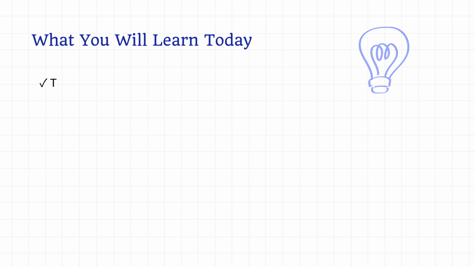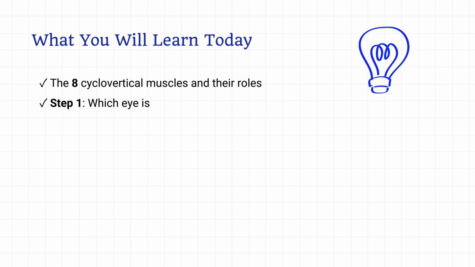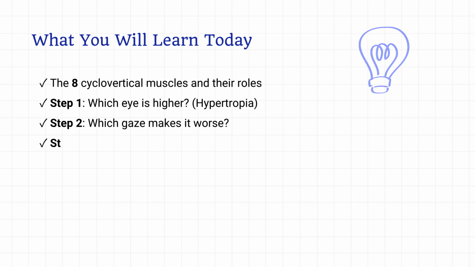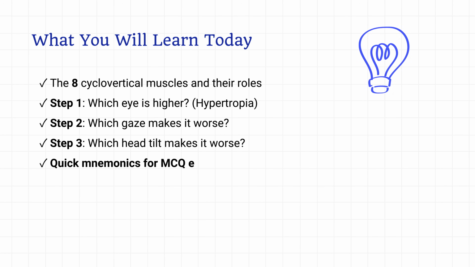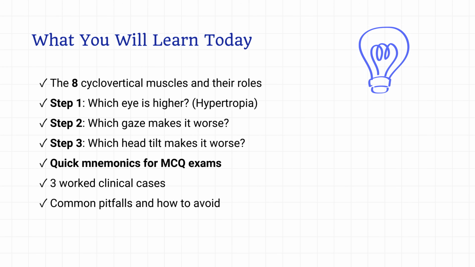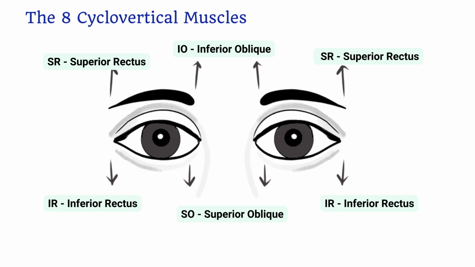So let's begin. First, we'll talk about the 8 cyclovertical muscles and their roles. Then we'll go through the 3 steps of the Park-Bielschowsky test: which eye is higher, that is hypertropia, which gaze makes it worse, and which head tilt makes it worse. These are the 3 steps respectively. We'll also discuss a few mnemonics that may be helpful, especially for MCQ-based examinations. We'll work through clinical cases, and towards the end, we'll take up about 5 to 6 MCQ-style questions for you to solve quickly. Finally, we'll discuss common pitfalls and how to avoid them.